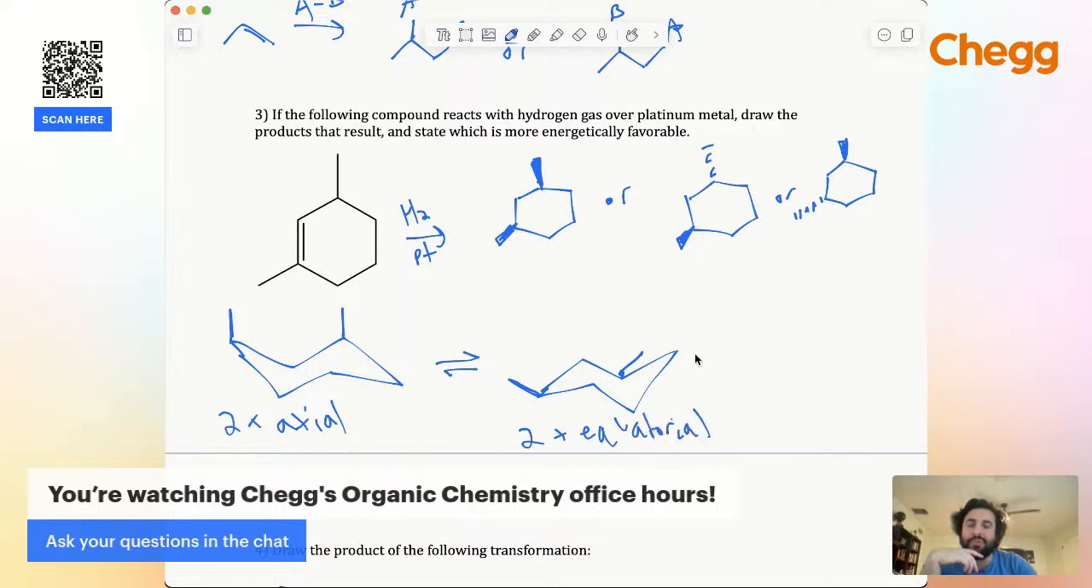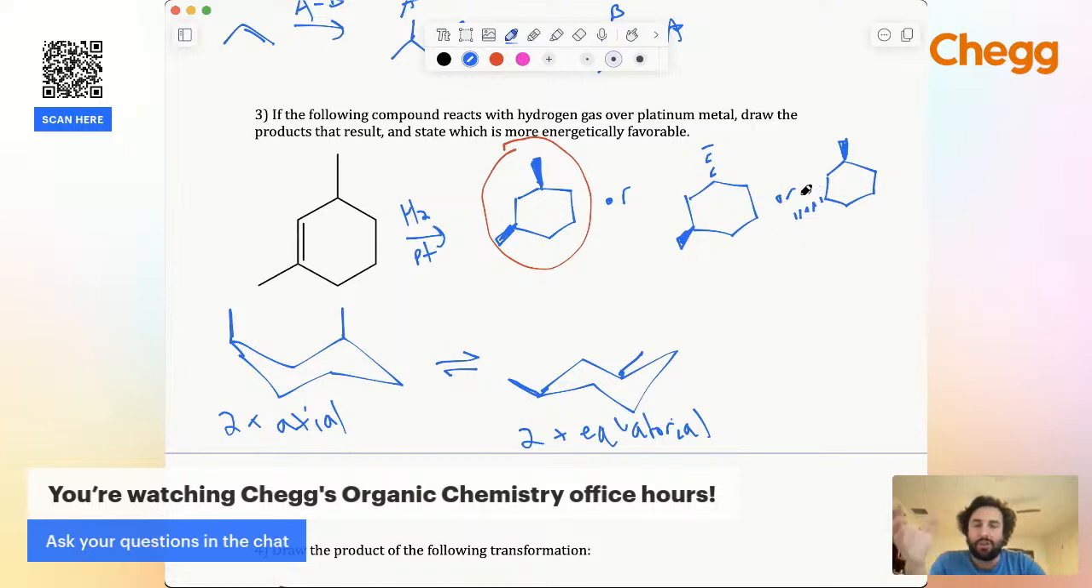We know that the equatorial position is the more energetically favorable position for each carbon in the chair. And so the best situation we could have is two equatorial methyls. So definitely, we don't even have to look at the trans isomers, because for the trans isomers, if one is up and one is down, then in one chair we'll have an axial methyl and an equatorial methyl. And then when we flip it, they'll switch. The one that was axial will be equatorial. The one that was equatorial will be axial. So this is definitely the best one.